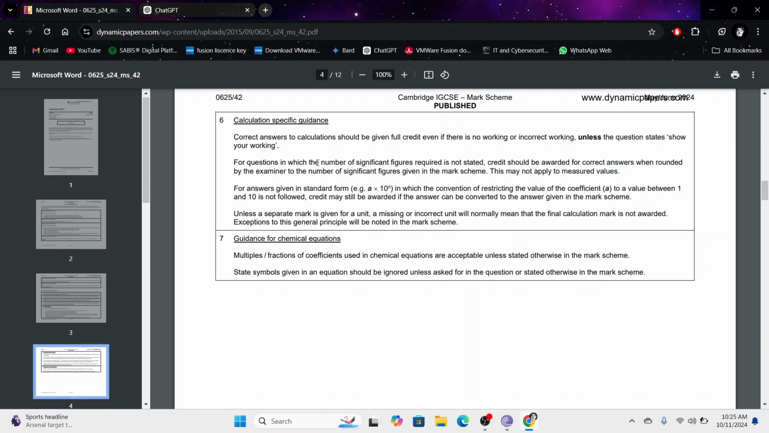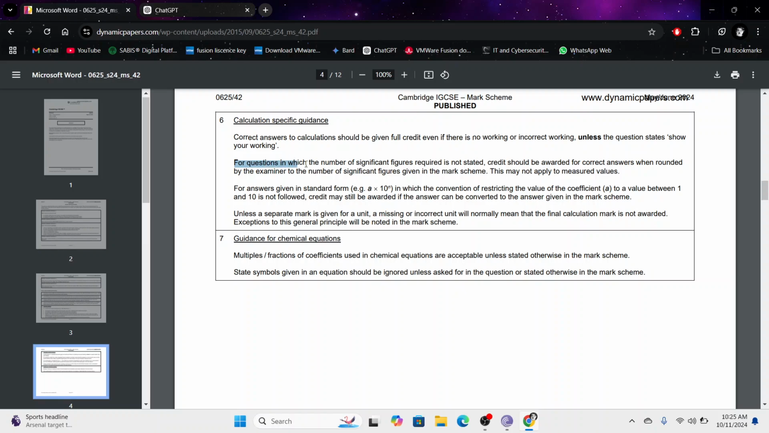Calculation specific guidance. Correct answers to calculations should be given full credit even if there's no working or incorrect working, unless the question states show working. What this means is you get full credit. This by the way is only applicable to 1 marker questions. Because if you look at a 2 marker question, it says calculate. You write down your method. You lose a mark for not writing down a formula or not showing your work.